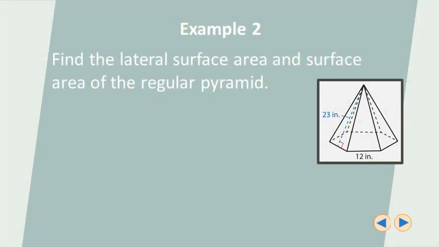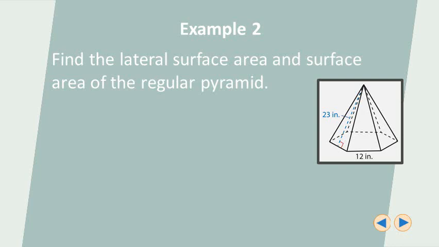Find the lateral surface area and surface area of a regular pyramid. So what do we have here? We have a hexagonal regular pyramid. We know what S is, so we can calculate the perimeter rather quickly. We know what the slant height is. It's 23 inches. In other words, the height of each lateral face, the slant height.